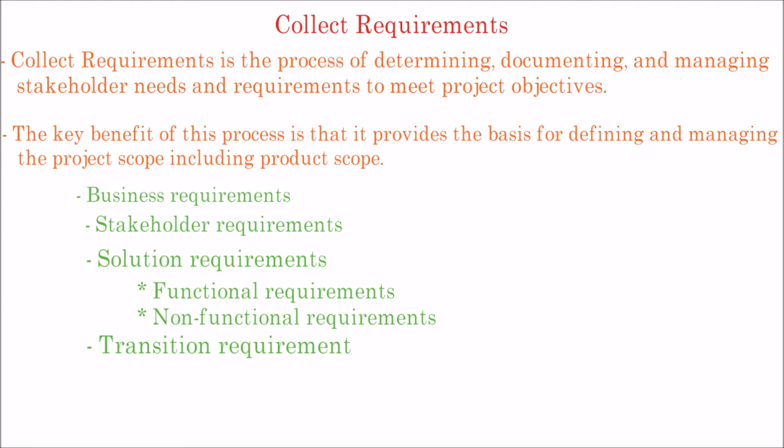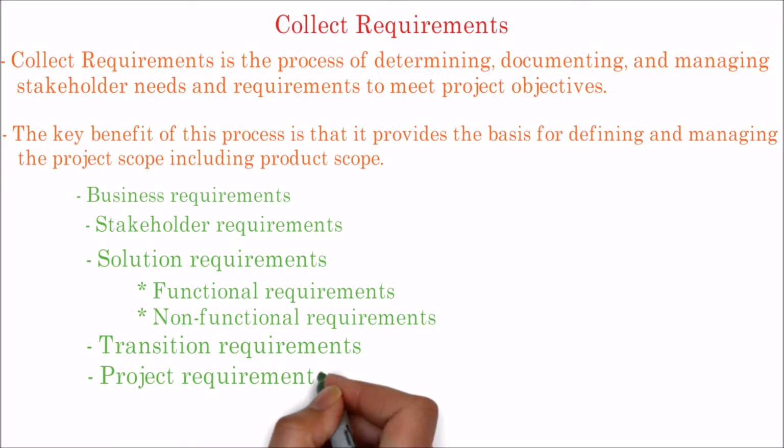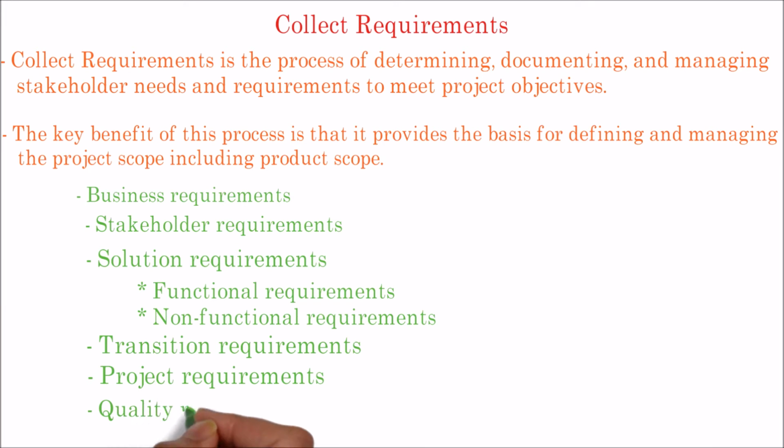Transition requirements describe temporary capabilities, such as data conversion and training requirements, needed to transition from the current, as-is state, to the future, to-be state. Project requirements, which describe the actions, processes, or other conditions the project needs to meet. Quality requirements, which capture any condition or criteria needed to validate the successful completion of a project deliverable or fulfillment of other project requirements.